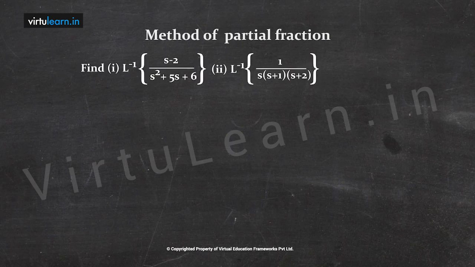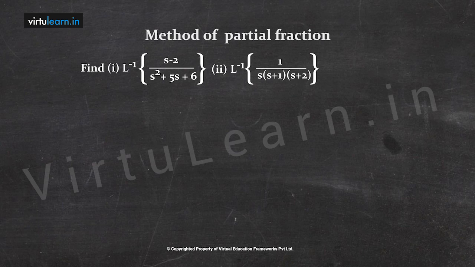L inverse of (s minus 2) by (s square plus 5s plus 6). This is the first bit. The second bit is L inverse of 1 by s into (s plus 1) into (s plus 2). Now let me solve the first bit.